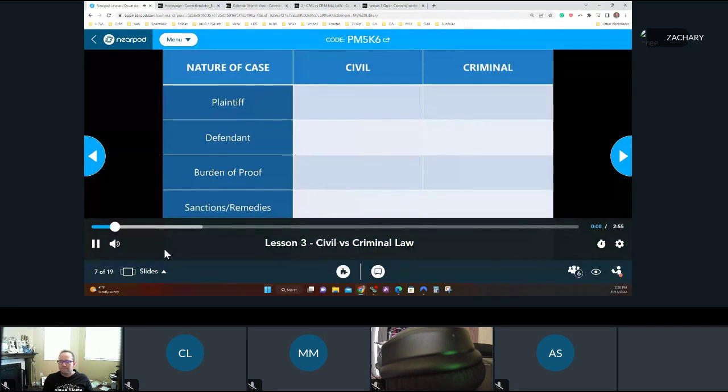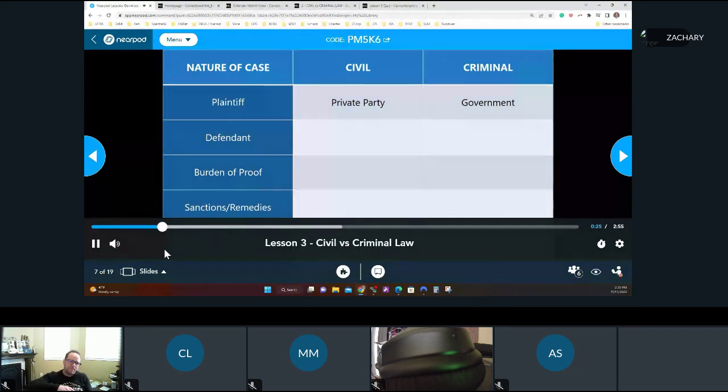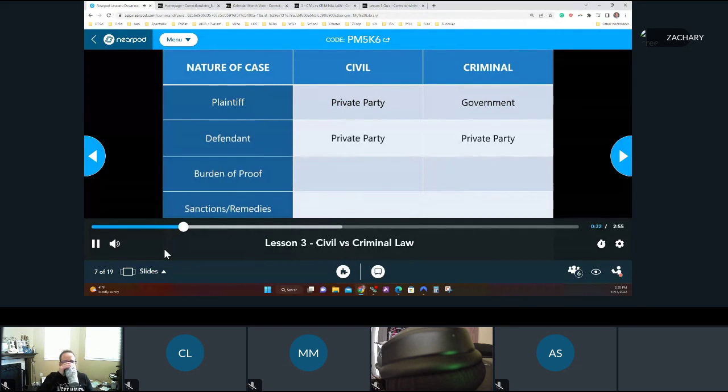Let's have a closer look at the differences between civil law and criminal law. In civil cases, the plaintiff, the party that brings the lawsuit or action, is a private party, such as an individual or a business. In criminal law, the plaintiff, also called the complainant in this context, is the government or the state, which acts as the prosecution. In both civil and criminal cases, the defendant is a private party. Again, either an individual or an organization.